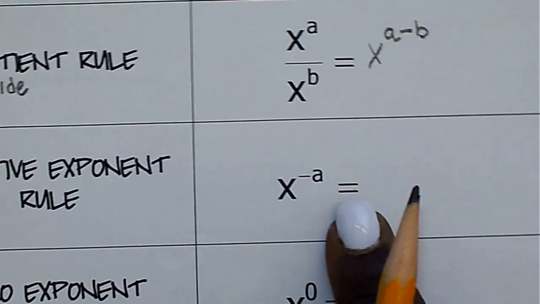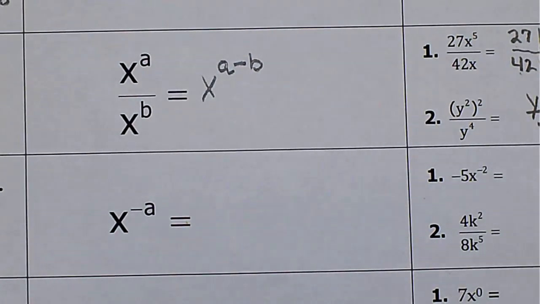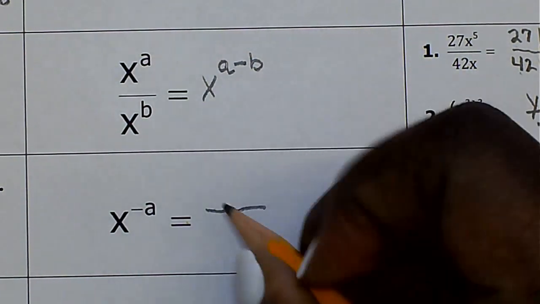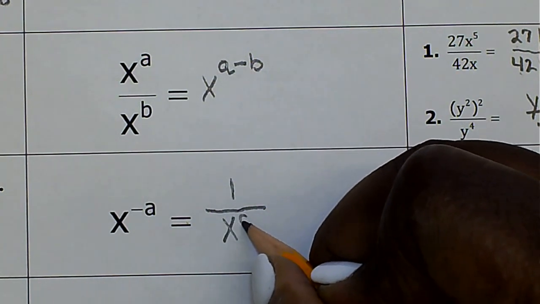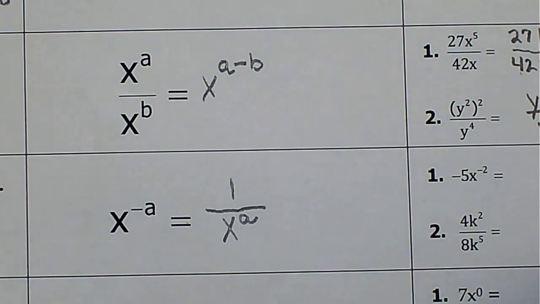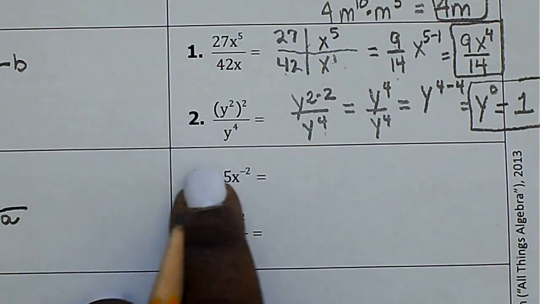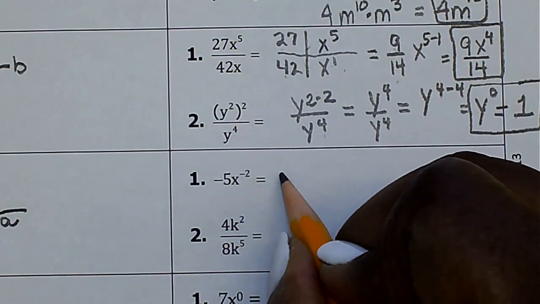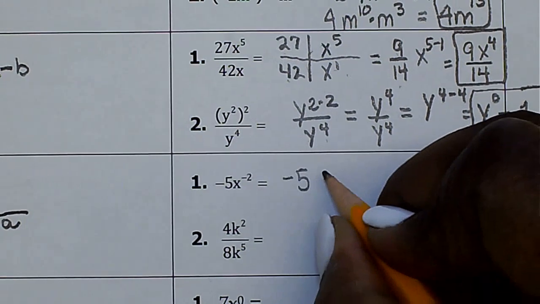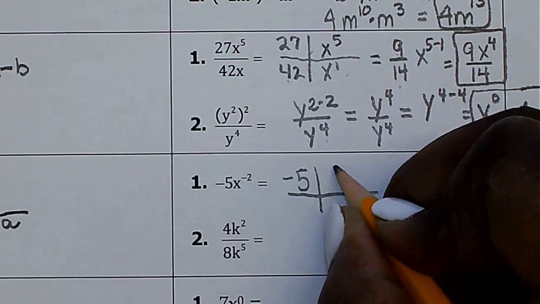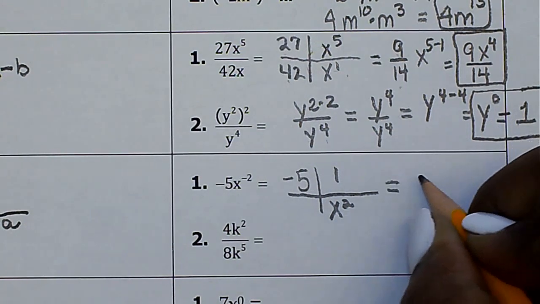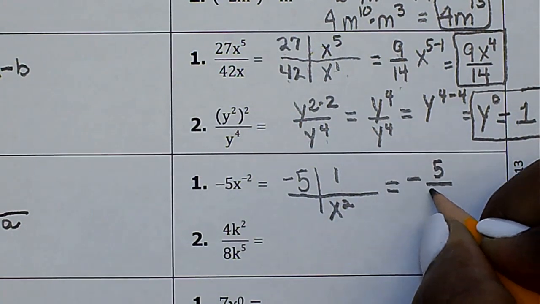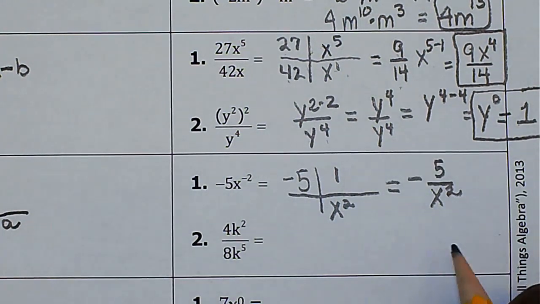This is what a negative exponent looks like. If you see a negative exponent, you want to put it in the denominator if it's in a numerator and make the exponent positive. Here, we have a negative 5. That's just a coefficient. But we're going to put the x to the negative 2 at the bottom. So this answer becomes a negative 5 divided by x to the 2nd power.